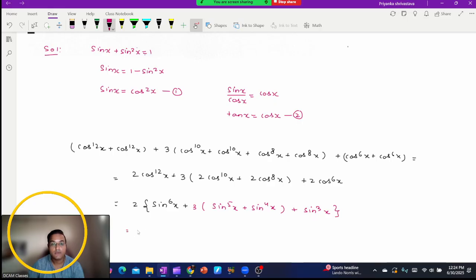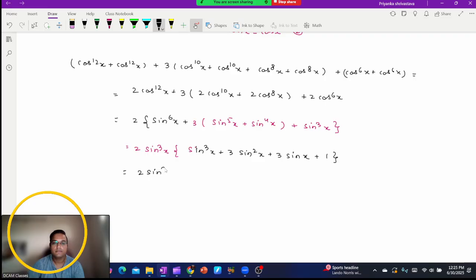Now I think I can take sin cube x common. So sin cube x I have taken common, into sin cube x plus 3 sin square x plus 3 sin x plus 1.